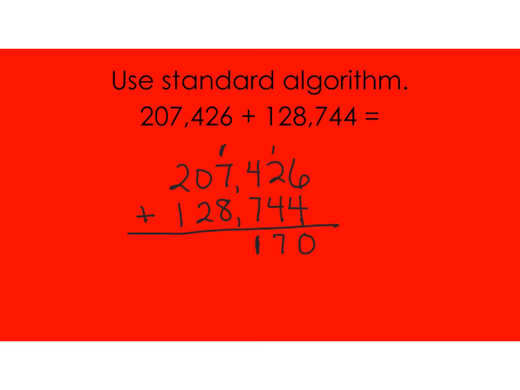Oh no, that's way too many. We're going to leave 6 in the thousands, and we're going to move 1 over and regroup into the 10,000s. So here we have 3 10,000s, and then we have 3 100,000s.